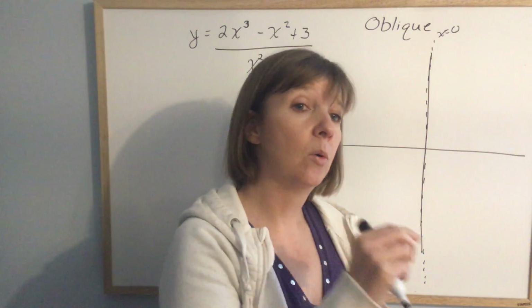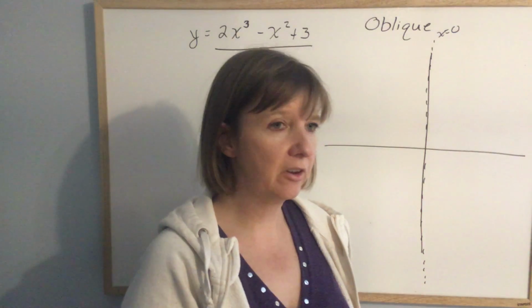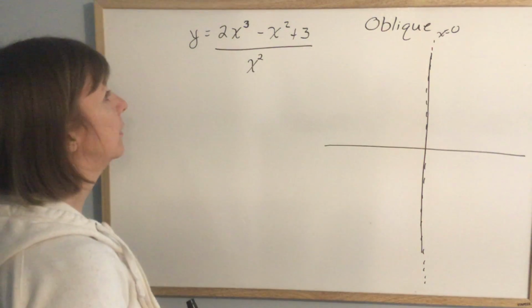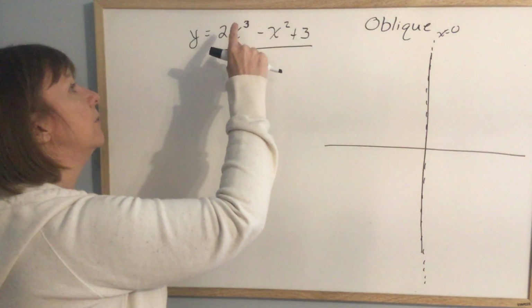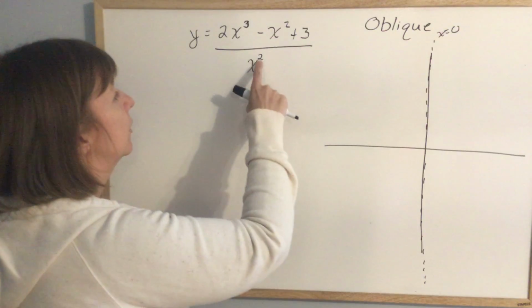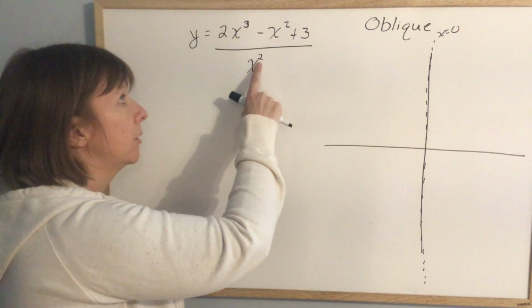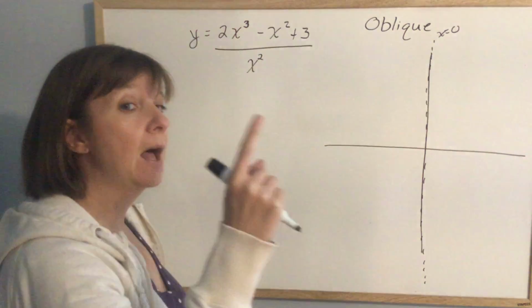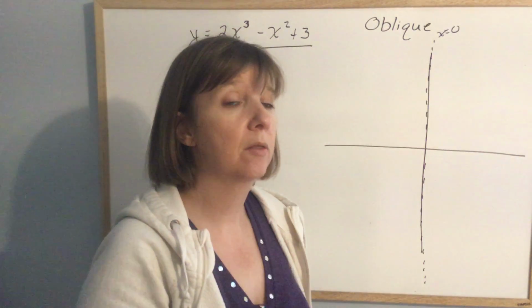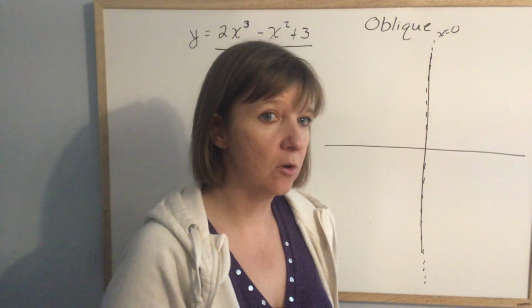There may or may not be an oblique asymptote, and here's how you tell. If the degree of the top is 1 more than the degree on the bottom. So the highest degree up here is 3. The degree on the bottom is 2. The top is exactly just 1 more than the bottom. So there is an oblique asymptote. All right?